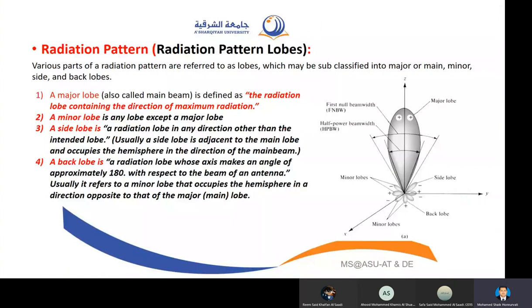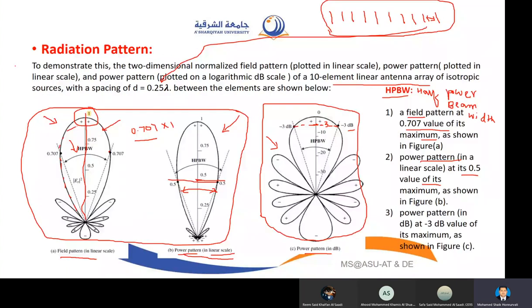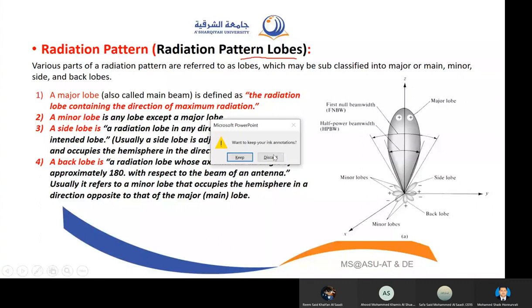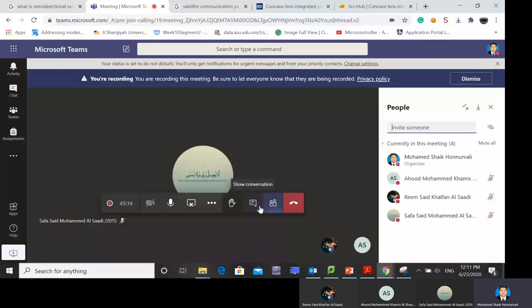Okay, these are the radiation pattern characteristics. Inside it we again have some subtopics. This one is known as radiation pattern lobes. Before we discuss this, I would like to ask if you have any questions. You can unmute your mic and ask me, or you can chat here as well.